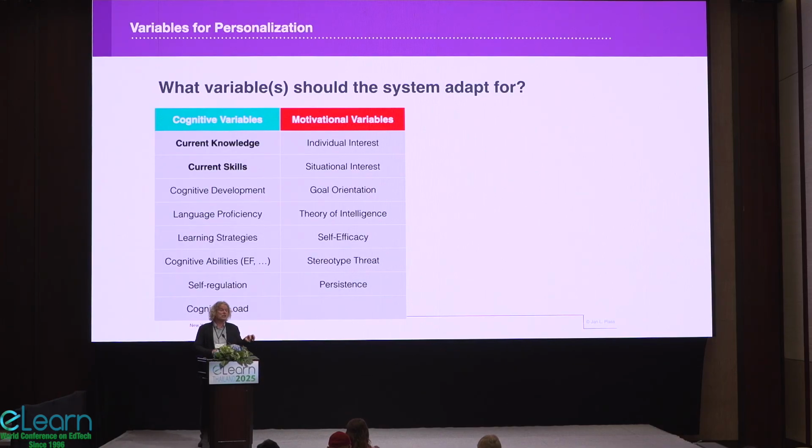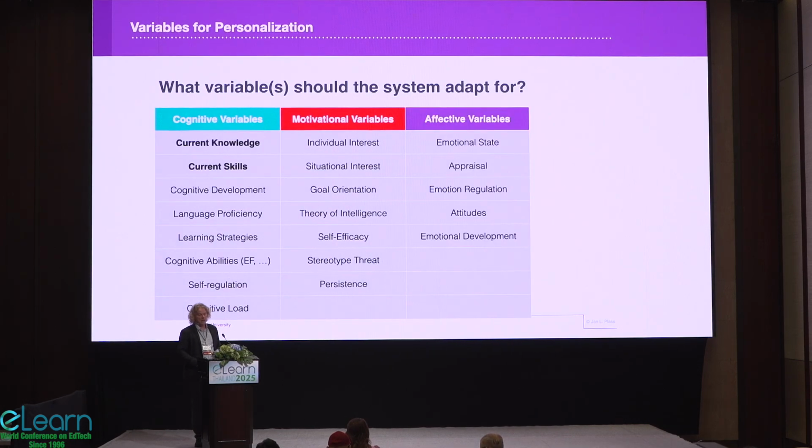Situational interest, do I actually like the activity that I do? Goal orientation, theory of intelligence, self-efficacy, stereotype threat, persistence. All of those are variables just on a motivational level that I could adapt for, but we typically don't. Affective variables, one of my favorites, your emotional state.